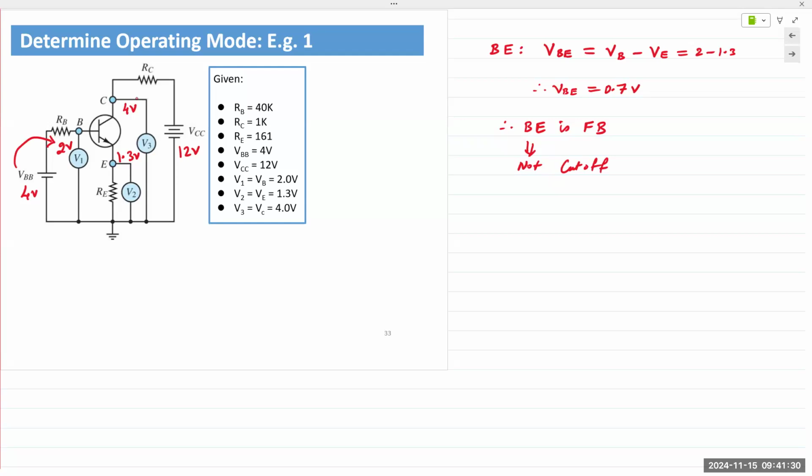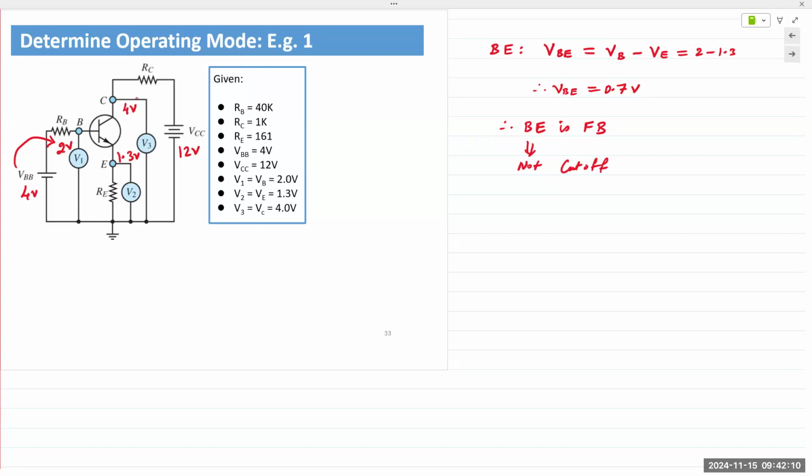So let's see. Where was I? Oh, so it's not in cutoff. The only other option is active or saturation. We'll test for that. If VBE was larger than 0.7, anything like 1 volt, 5 volts, 6 volts, what would that mean? It would be reverse bias. I didn't mention minus. But if the magnitude was larger than 0.7, then it would be reverse bias. And of course, the negative sign would also be an indicator.